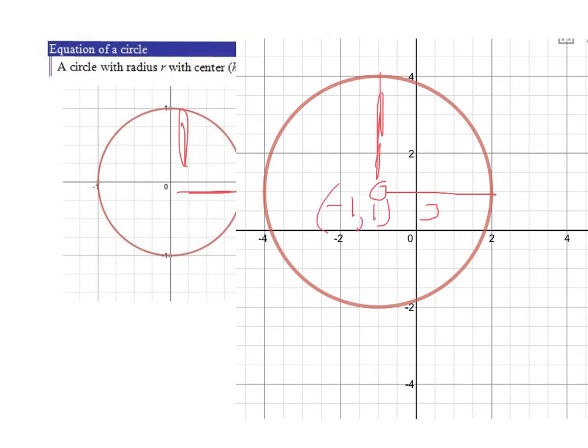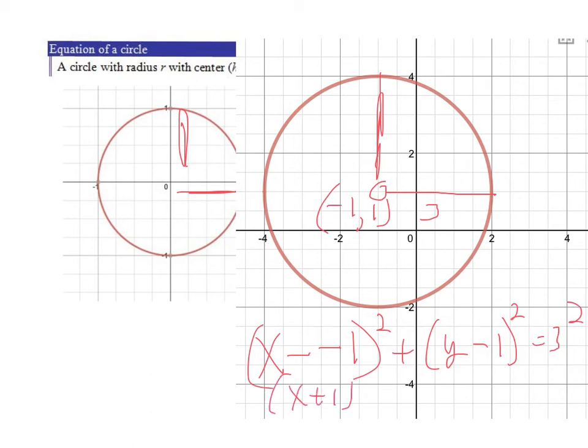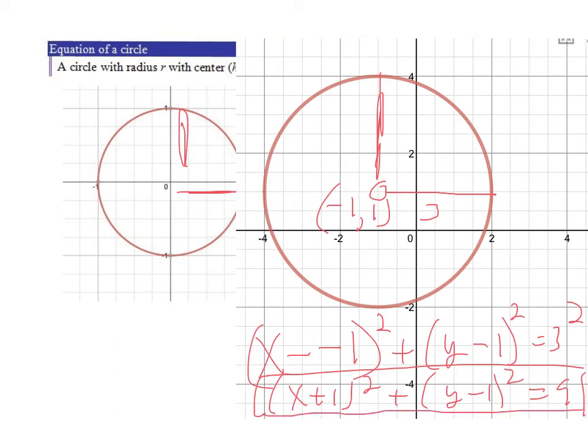So if I want to write the equation, remember it's x minus the x-coordinate squared plus y minus the y-coordinate of the center squared equals the radius squared. And we should clean this up as x plus 1 squared plus y minus 1 squared equals 9. Okay, you'll have to work with that forwards and backwards, but you'll get plenty of practice.